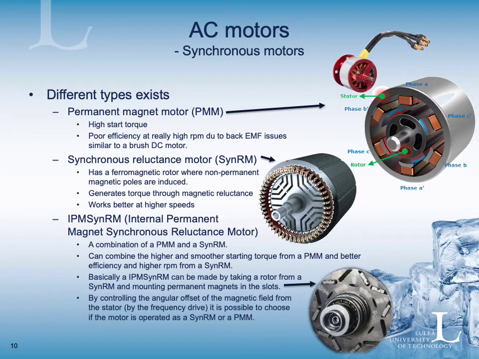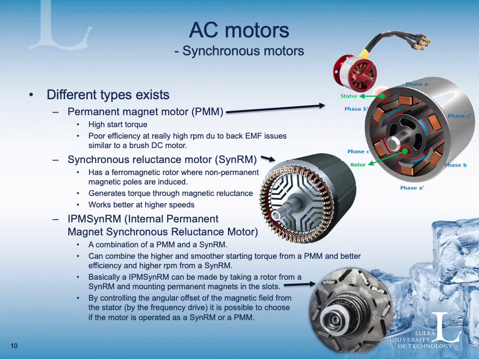You can combine the higher and smoother starting torque from a permanent magnet motor and the better efficiency and higher RPM from a synchronous reluctance motor. And basically what you do when you make an internal permanent magnet synchronous reluctance motor is that you take the rotor from a synchronous reluctance motor and you mount permanent magnets in the slots in the rotor, like we can see on this figure.